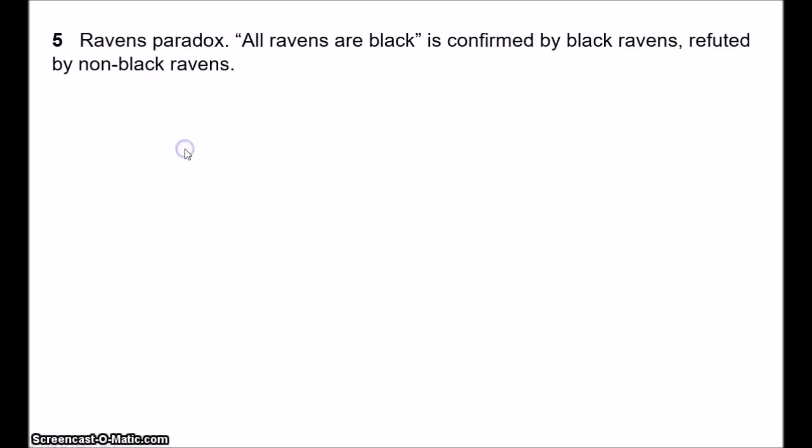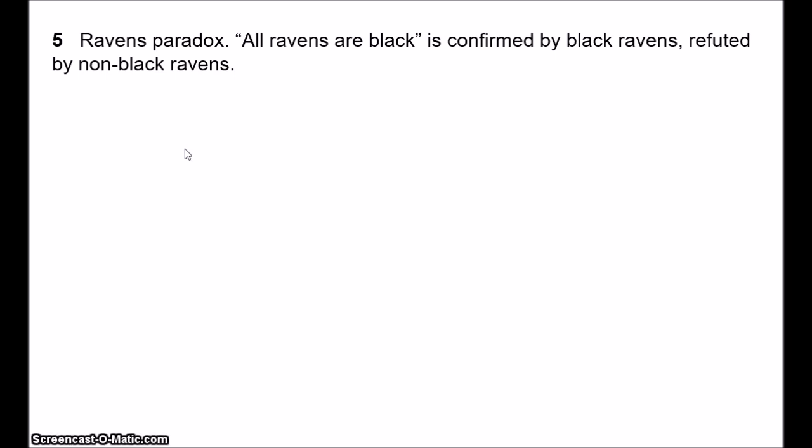Okay, a fifth problem, a rather famous problem in philosophy of science, is the Raven's paradox. Consider the simple hypothesis that all ravens are black. What sort of observations would confirm this hypothesis? Well, obviously, we would look at ravens, and if they're black, our hypothesis is confirmed. All ravens are black logically entails that if something is a raven, then it's black. So black ravens confirm the hypothesis.